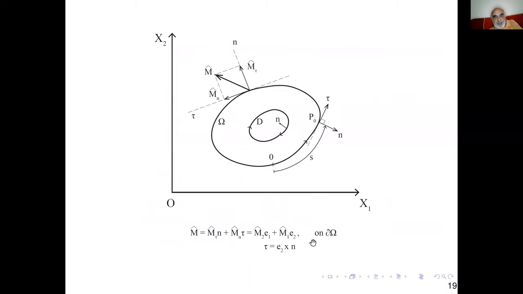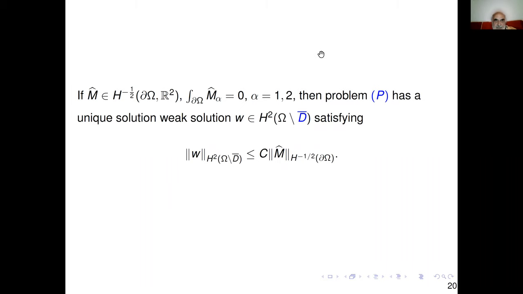the mechanics notation, which is sometimes not so nice, but gives an idea of the geometry and of the definition of the quantities that we have. On the Cartesian components of M hat, we should have a compatibility condition that guarantees the uniqueness and the existence for that problem. With this condition, we have this standard estimate for the solution of the Kirchhoff plate equation.